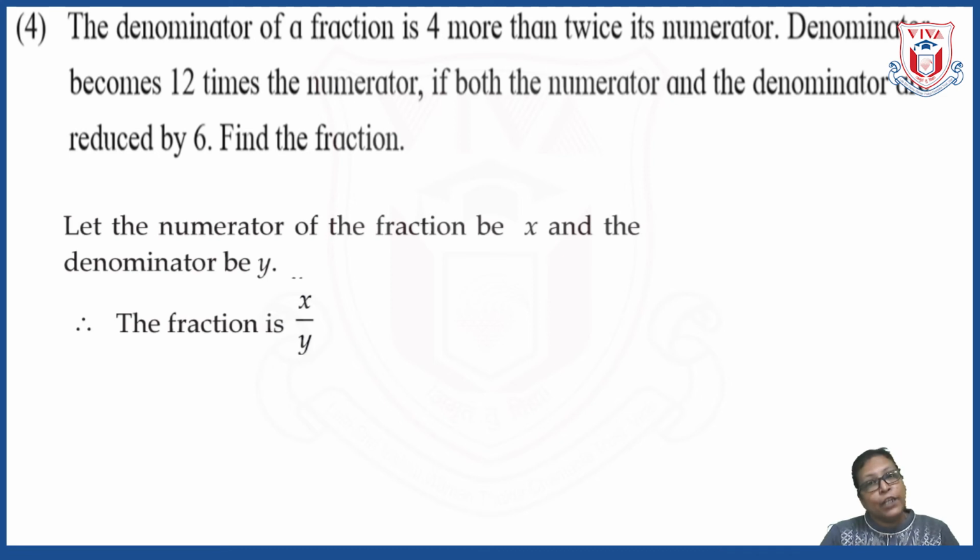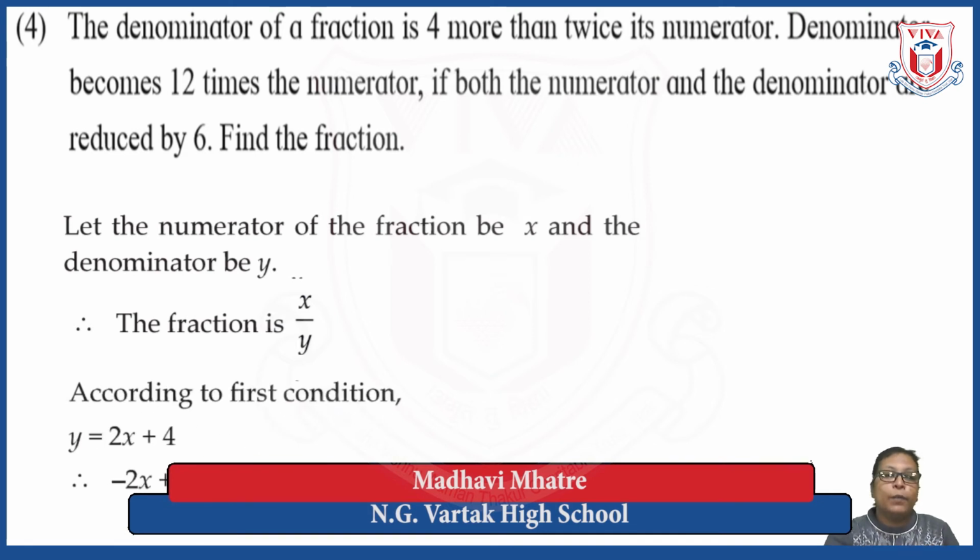Now let's make use of the conditions. So by using the first condition we will write down equation 1. So let us read the first condition. The denominator of a fraction means what? y. Is equal to 4 more than twice the numerator. Twice the numerator means 2x and 4 more means plus 4. So if we write it properly, what we are going to get? y is equal to 2x plus 4.